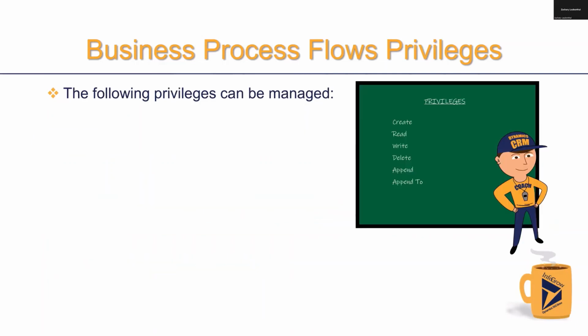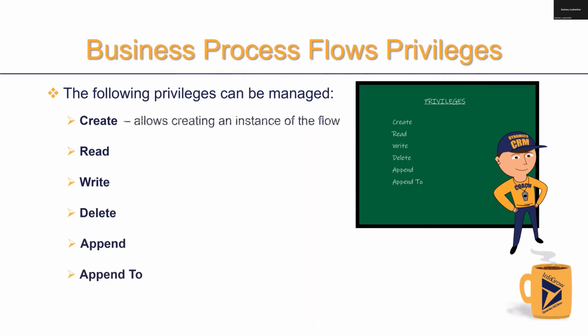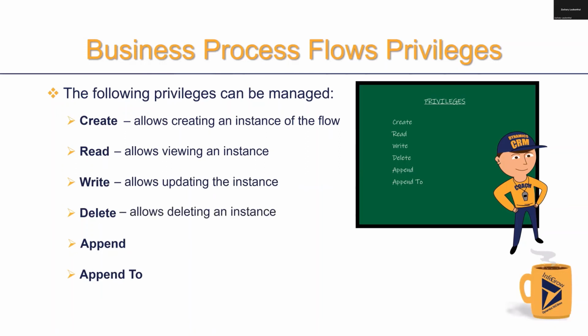So as Tanya mentioned, the privileges of business process flows are pretty much the same as all the other entities. We have create, read, write, delete, append, append to. Create allows the creation of an instance of the flow, which is done at the same time as creating a new record. Read allows for viewing the flow on a created record. Write allows updating of the business process flow, for example, changing the current state. Delete allows deleting an instance, such as when a record is deleted.